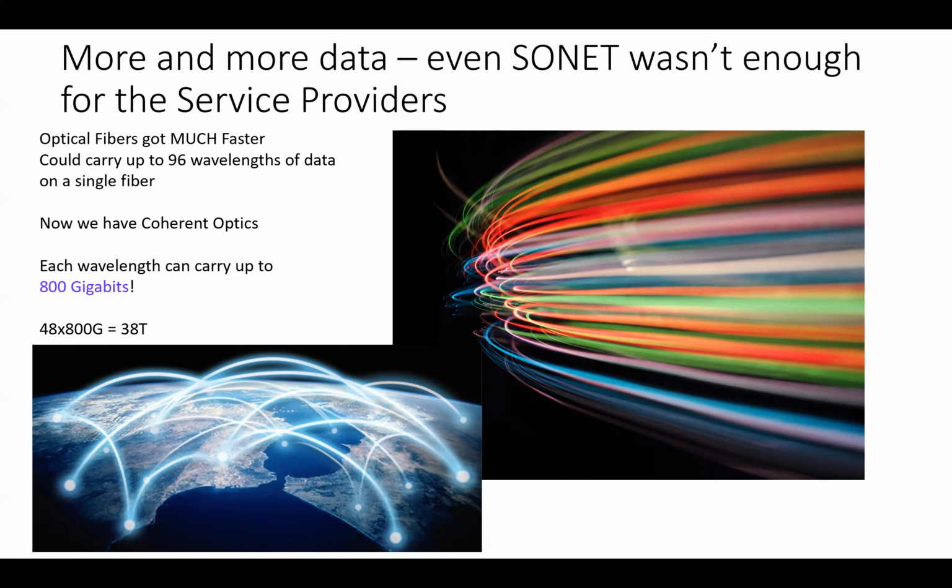So in our relative car analogy, that would be like sending 800 million cars in a minute. So it's very fast. And they can support 48 800 gigabit wavelengths on a single strand of fiber. And so that's the equivalent of sending 38 billion cars in a minute. So now we can support lots and lots of traffic.